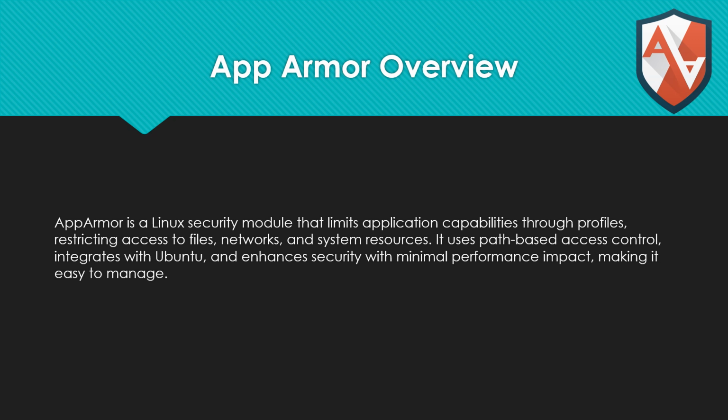AppArmor is a Linux security module that limits applications' capabilities through profiles, restricting access to files, networks, and system resources. It uses path-based access control, integrates with Ubuntu, and enhances security with a minimal performance impact, making it easy to manage.